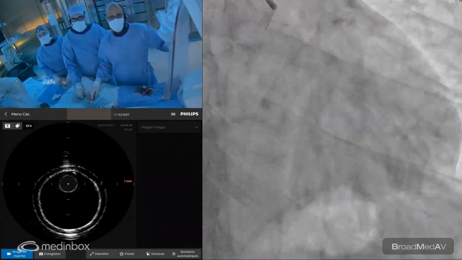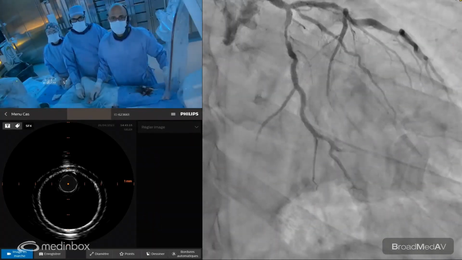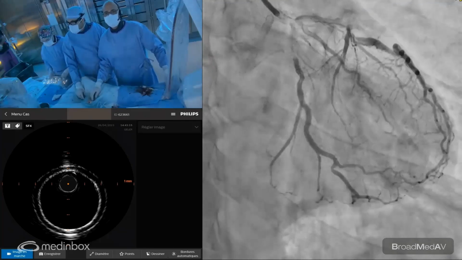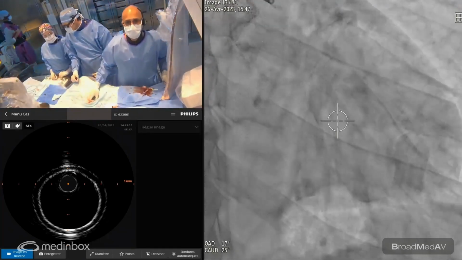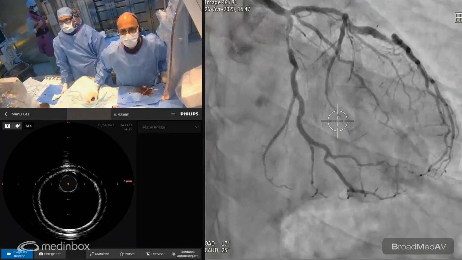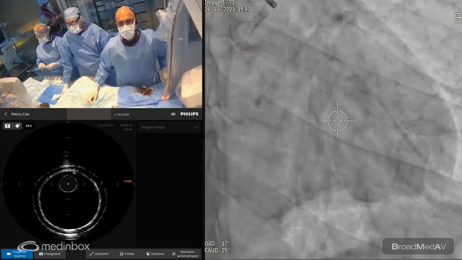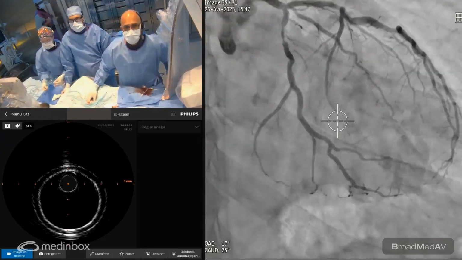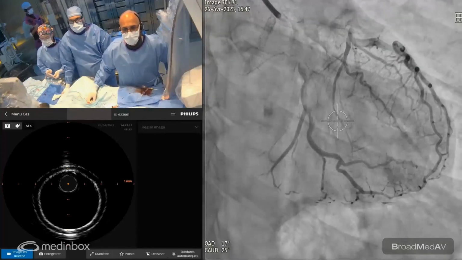So we see much less calcium on the left system than we saw on the right system, but still. So the circumflex looks pretty calcified to me, and there's clearly distal main disease.